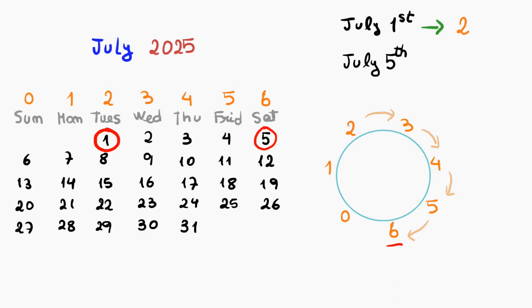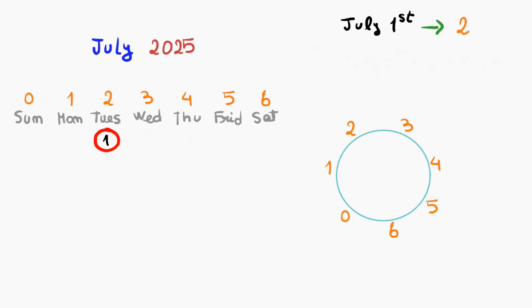Here comes the interesting part. We could obtain this result by directly adding 4 to July 1st, which was day 2. We add 4 because July 5th occurs 4 days later, and we get the correct result, 6. Let's look at another example, July 11th. Since this day occurs 10 days after July 1st, we add 10 to 2, obtaining 12 as the result. But this result is strange, since there is no day 12. There are only days from 0 to 6.